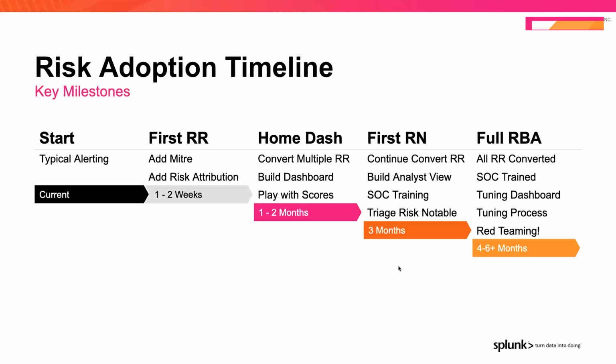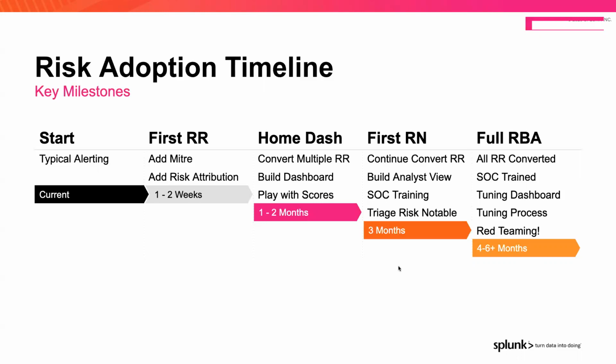Now, you'll want to make sure that nothing else is corrupting that data. So if you had any other risk attribution or used that risk framework, make sure you're starting over fresh, and that any of that old data ages out. Or if you really want to start over fresh, you can, of course, manually delete that data out of the index. Your next milestone is going to be that home dashboard.